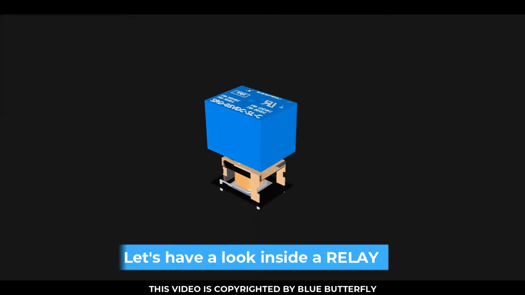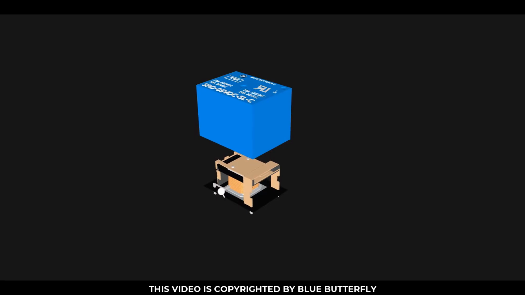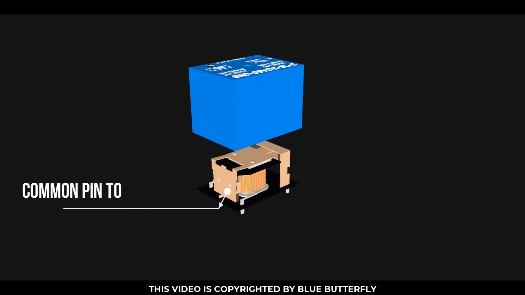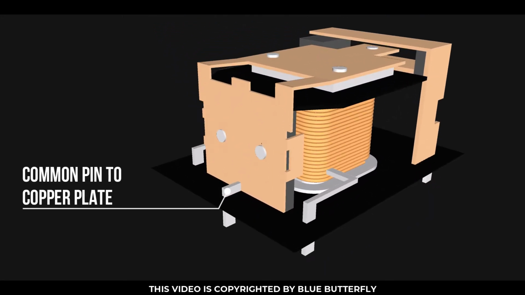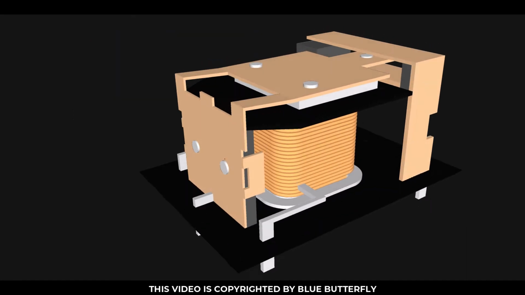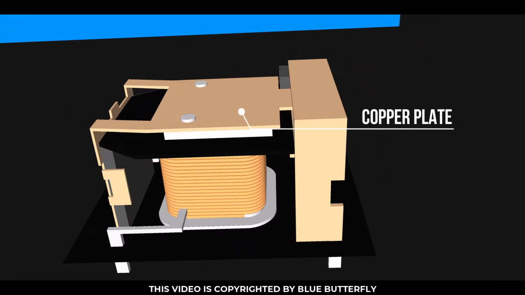Okay, so let's have a look inside a relay. A relay consists of a coil which is connected to the coil pins, and common to the middle pin between the coil pins. The common pin is generally connected to the normally closed pin, which you can see here. The common pin, which is connected to this copper plate, is touching the plate connected to the normally closed pin.